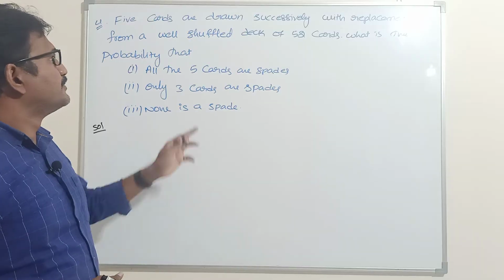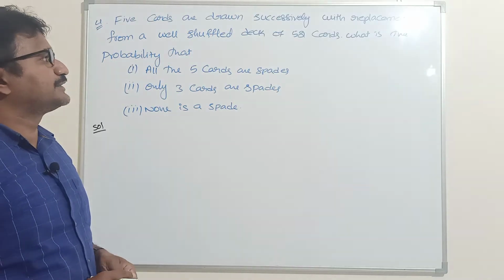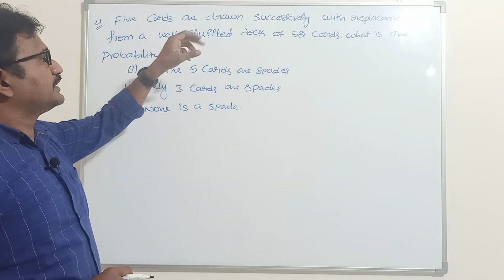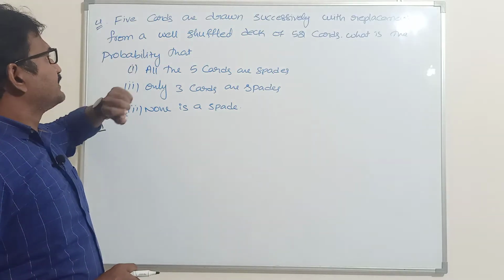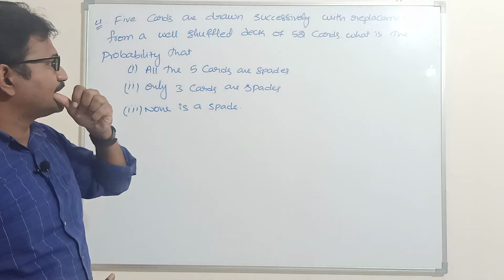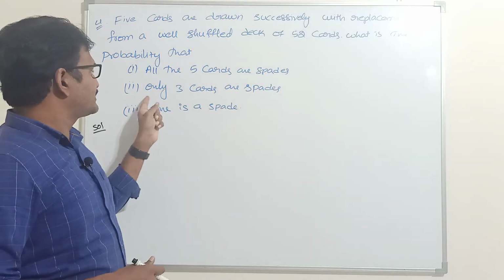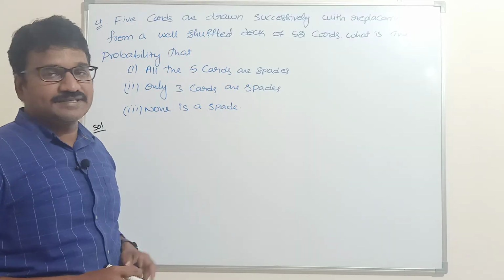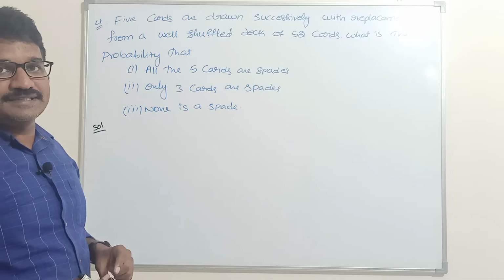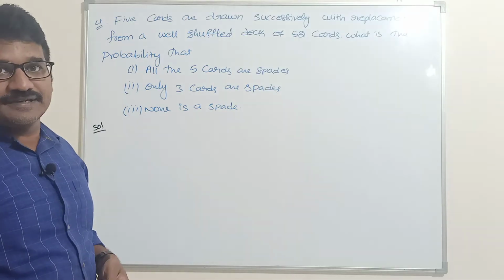Next problem. 5 cards are drawn successively with replacement. That means how many times are you performing the random experiment? 5 times. From a well shuffled deck of 52 cards, what is the probability that all the 5 cards are spades, only 3 cards are spades, none is spade? So getting a spade card is a success, non-spade is a failure.